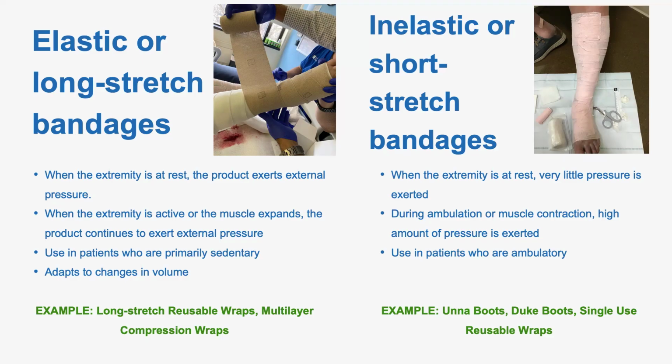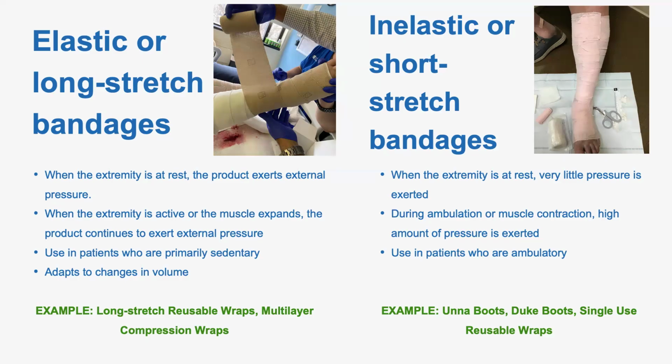Examples of long stretch bandages are going to be your Cobands or ACE wraps. You might hear those terms. Long stretch reusable wraps. With regards to short stretch bandages, there are the Una boots or Duke boots or single-use wrap. Curlex gauze is also considered a short stretch bandage.